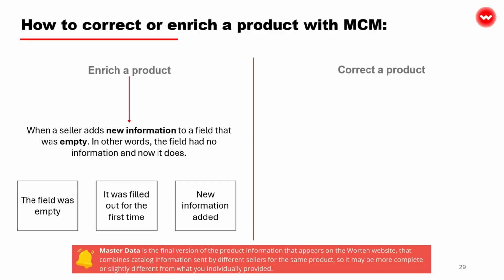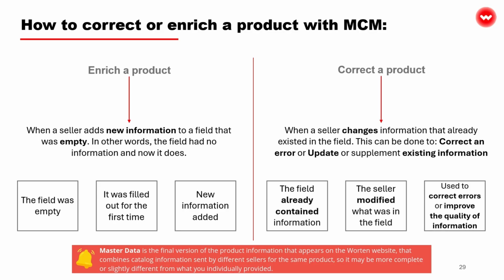On the other hand, correcting a product is when a seller changes information that already existed in the field. This can be done to correct an error or to update or supplement existing information. In this case, the field in the master data is already filled with a certain value, and the seller wants to change it. The seller imports their information and it remains pending validation for the catalog team.